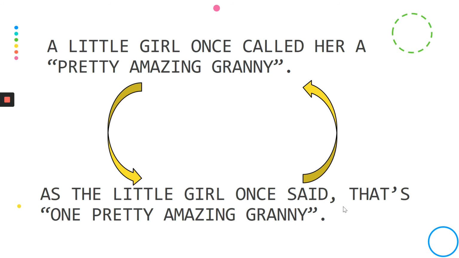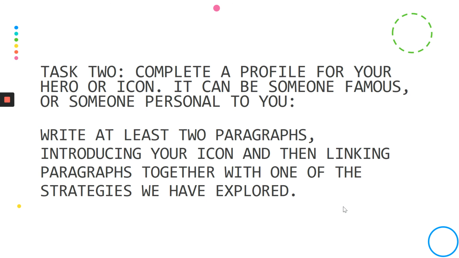So that's one thing you can think about trying to implement in your own writing this week. Now, task 2 is for you to complete a profile for your hero or icon, someone famous or someone personal to you. For me, the first people that sprang to mind were my mum or Stephen Gerrard. So quite a variety there, someone famous and someone personal to me. Your task is to write 2 paragraphs, introducing your icon and linking the paragraphs together using some of these strategies. So think about using discourse markers, conjunctions. Can you use anaphora? Think about what we've just looked at together and try to use them in your own work.